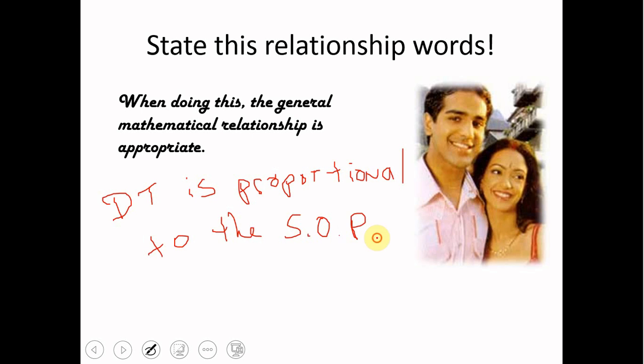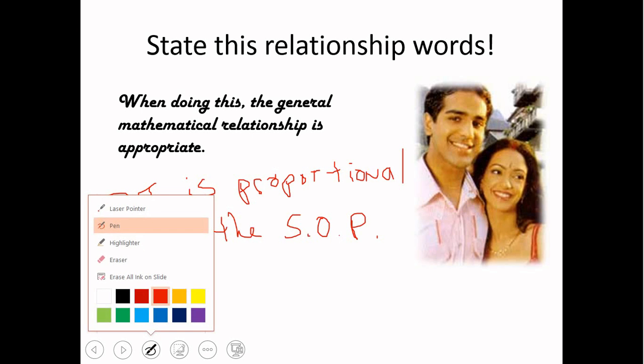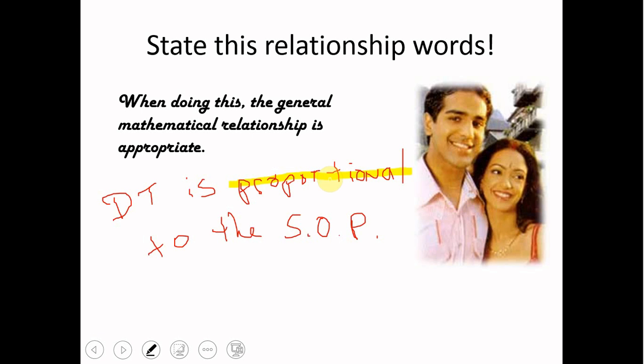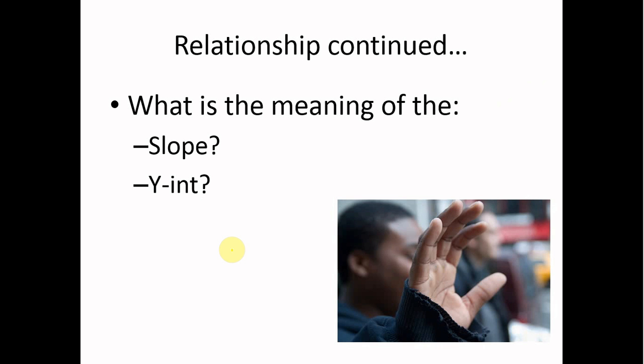Okay, and then this statement is just a mathematical thing. Proportional means that it's a linear type relationship. Okay, and we'll go from there. So now let's go ahead and try to apply. Okay, and then let's talk about the meaning of the slope and y-intercept.